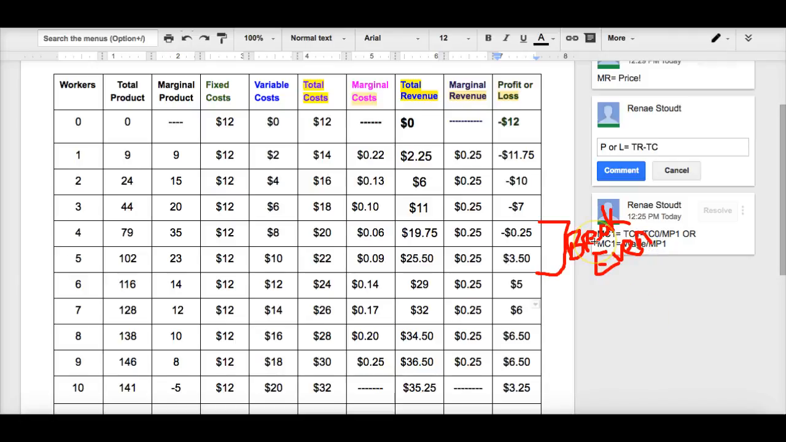Now, somebody inevitably asked me, how can you have 4.5 workers? What do you think? No, not a midget. We're talking about somebody that maybe is working part-time, right? So somewhere in between there, we have a point where we're going from a loss to a profit. If it's not exactly 0, it's going to be between these 2 points.